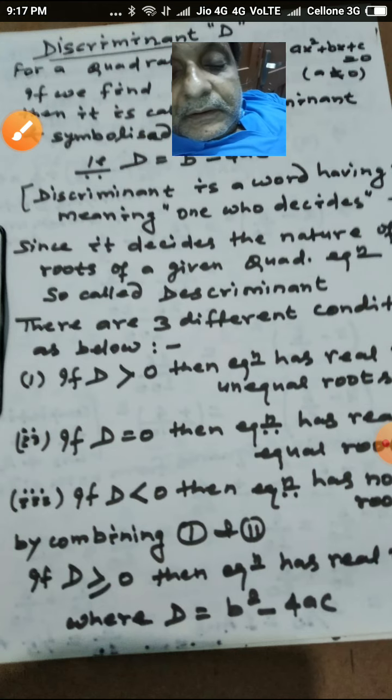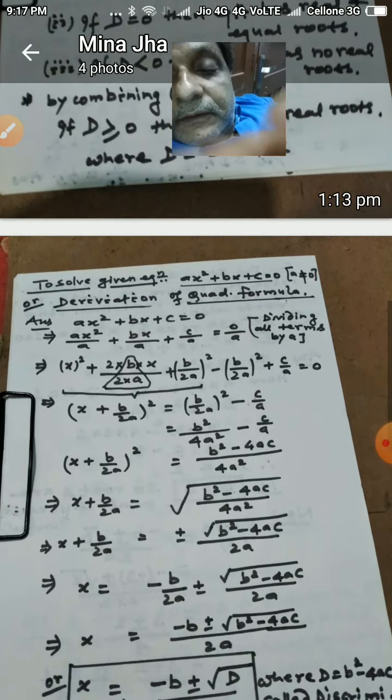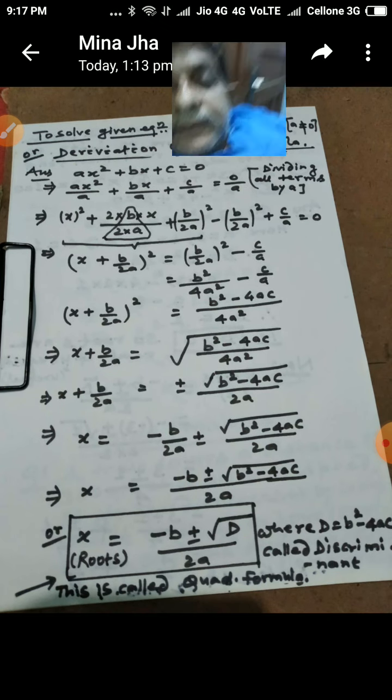Now we will take an example of each type. So let us see here.